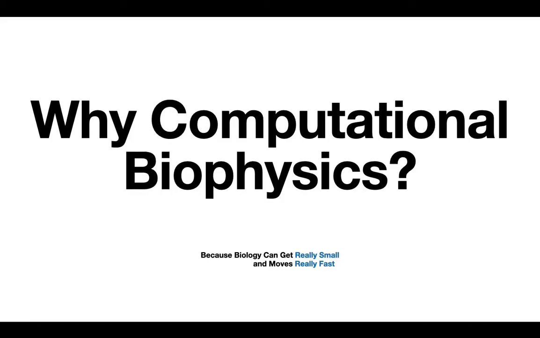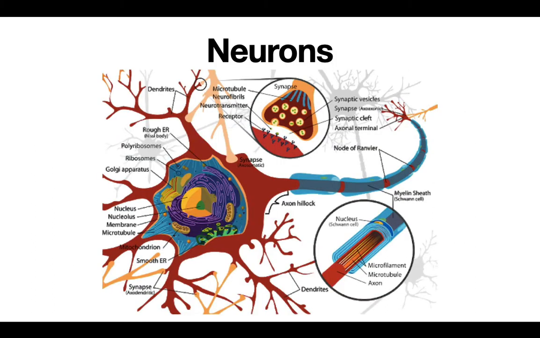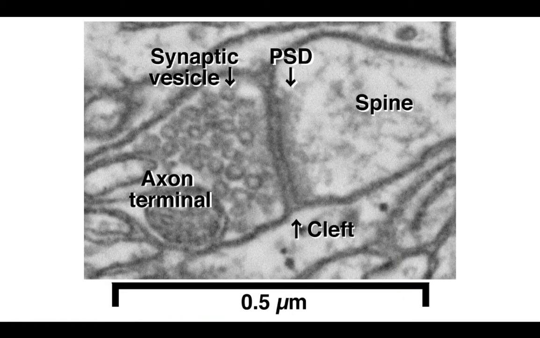Why computational biophysics? Because biology can get really small and moves really fast. The reality is, if you look at the top of this image with an electron microscope, you end up getting a picture that looks like this. And this is about as good as it's going to get.